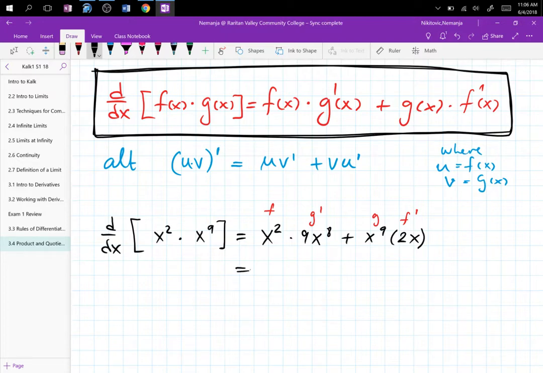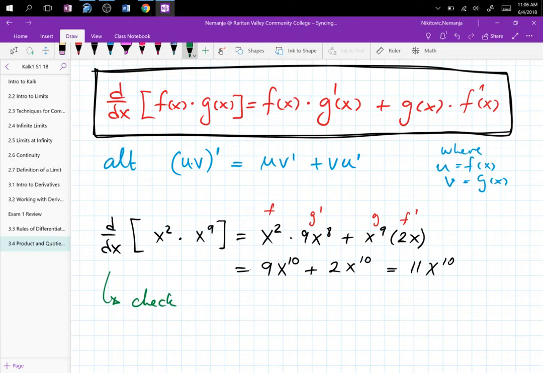Now, the first one is 9x to the 10. The second one is 2x to the 10. And when you add these two, 9 apples plus 2 apples is 11 apples, so 11x to the 10. Which is exactly what we have if we check by combining this into x to the 11 and then taking the derivative, 11x to the 10, same. So we're good.